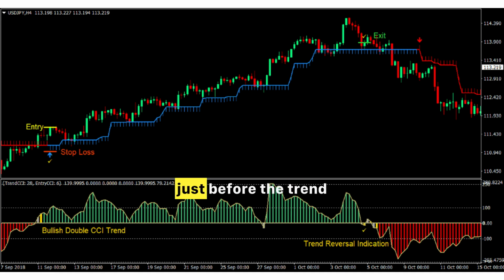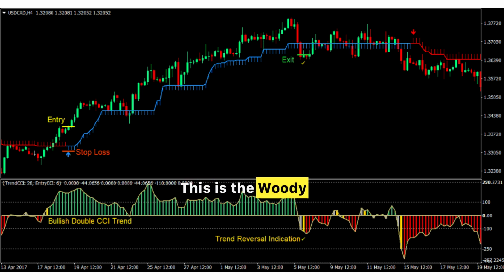Ever enter a trade just before the trend flips? What if trend direction was shown clearly with arrows and color changes? This is the Woody Half Trend Forex trading strategy, a visual trend system built for clear entries and exits. It uses the Woody Half Trend indicator, which changes color and prints arrows to signal trend shifts.